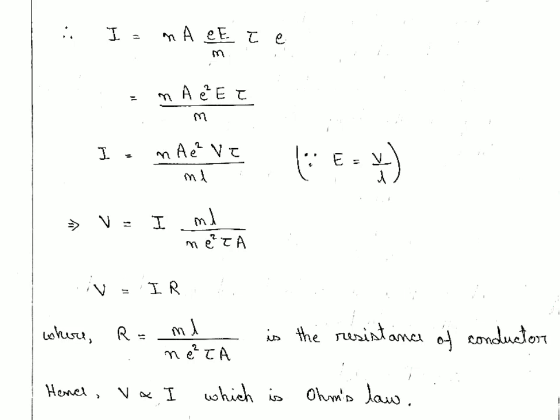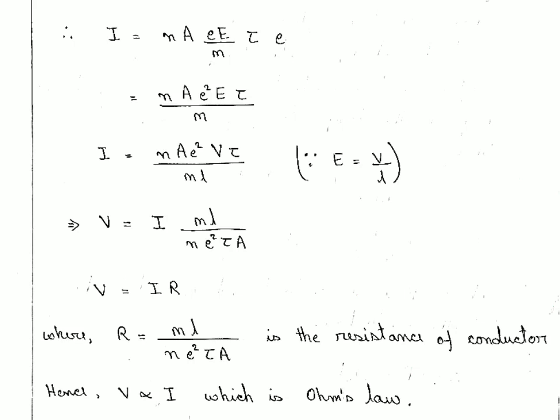Tau is the relaxation time. Now this tau depends upon the temperature. So we keep the temperature constant. So tau is also constant. And A is the area of cross section. Again, here also we will not change the thickness of the conductor. So your area will be constant. So all these quantities m, L, n, e, tau, A, they are constant.